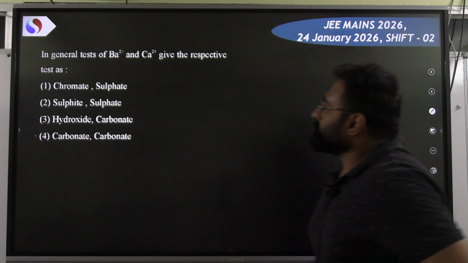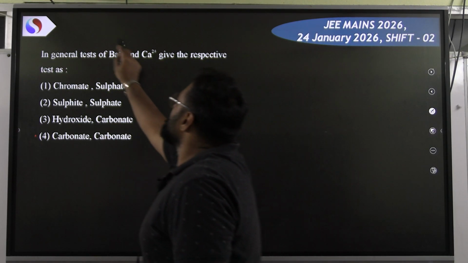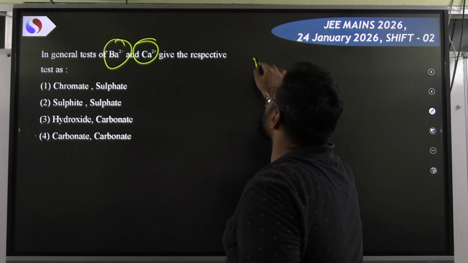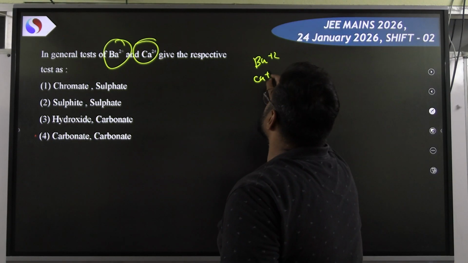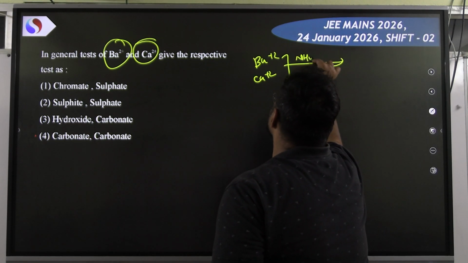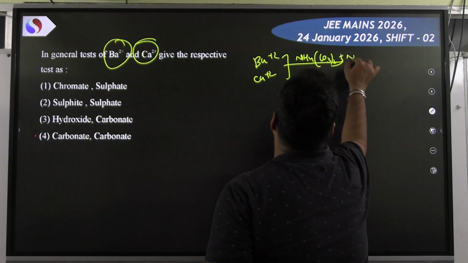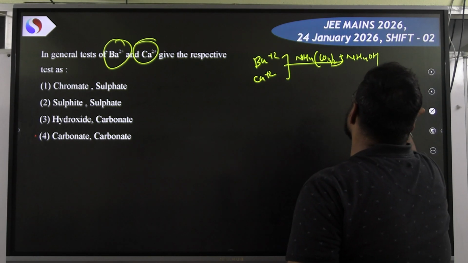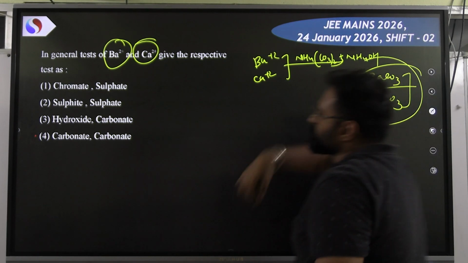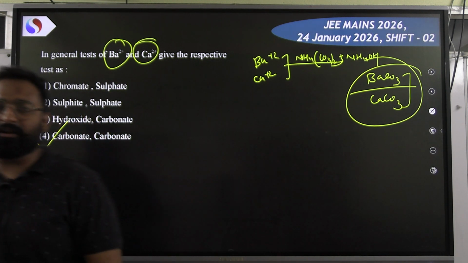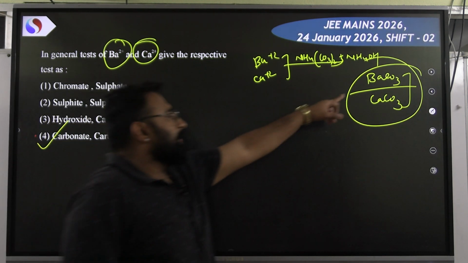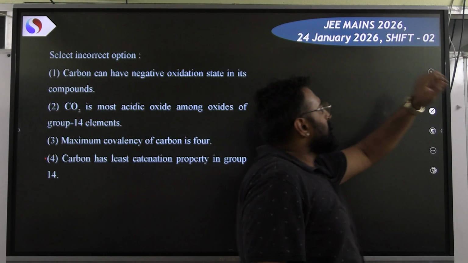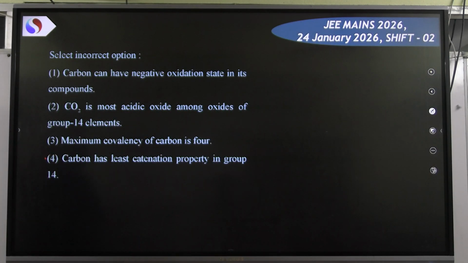Next, the general test of barium and calcium. Now the questions are coming easy. For both cases, barium +2 and calcium +2, we have the group reagent NH4OH with carbonate. So what is produced? BaCO3 and CaCO3. Carbonate is the correct answer. Now break both of them, CO2 is produced.